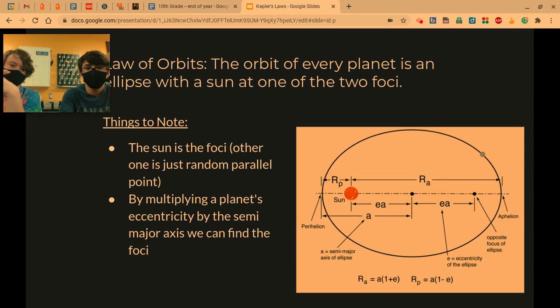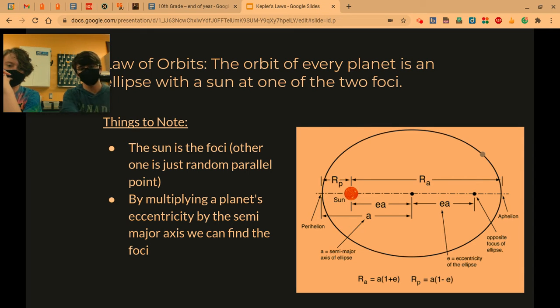Obviously, the orbit of every planet is an ellipse, and it has the sun at one of the two foci. So that's just one of the things you're going to want to know: the sun is one of the foci, and there's technically another one, but the main thing people think about is the planets revolving around the sun.